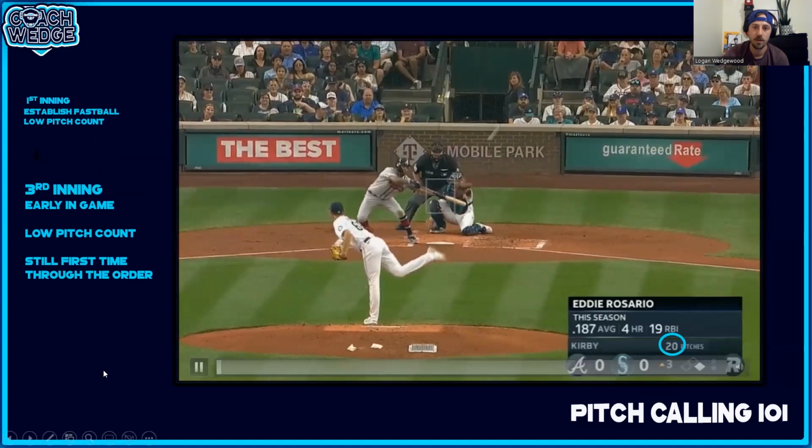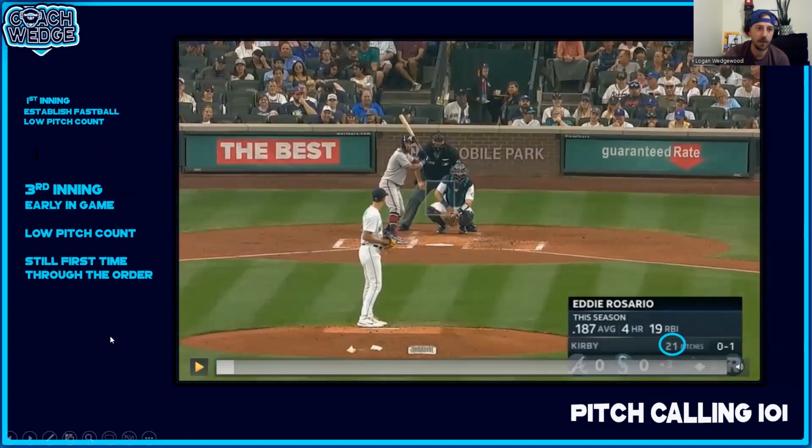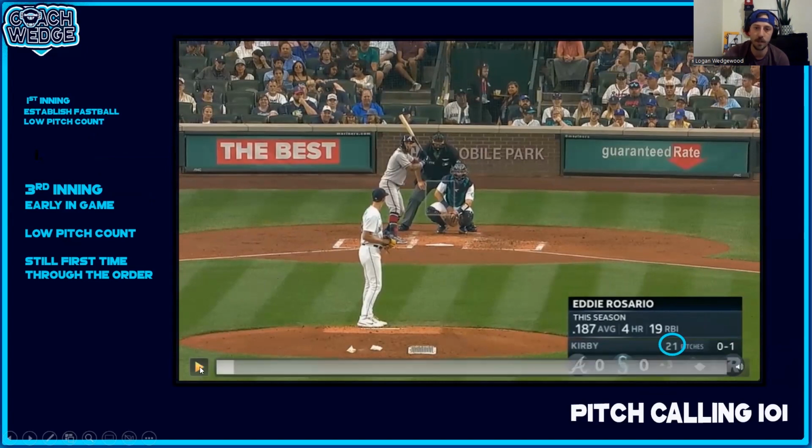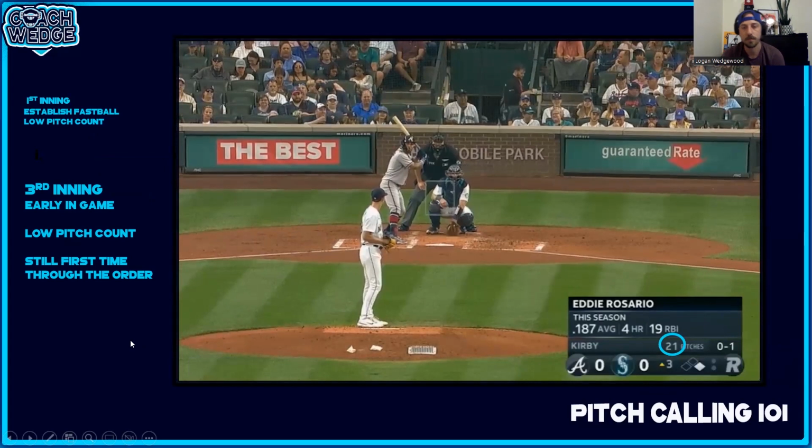Okay. So what we got here, we're fast forwarding to the third inning. It's still early in the game. He's got a low pitch count, and it's still the first time through the order. Eddie Rosario's up. We're at 21 pitches. It's an 0-1 count now with a runner on first base and none out. 0-0 game, top of the third. Eddie Rosario, I believe, is the eighth batter.